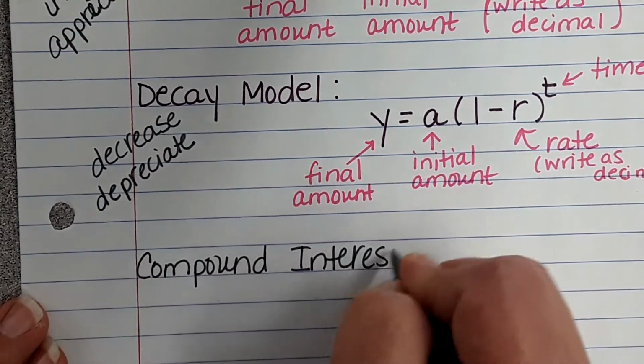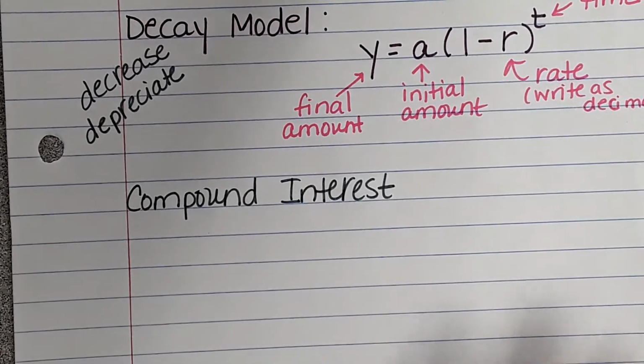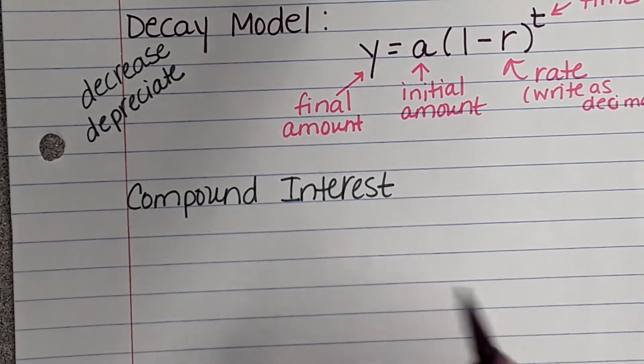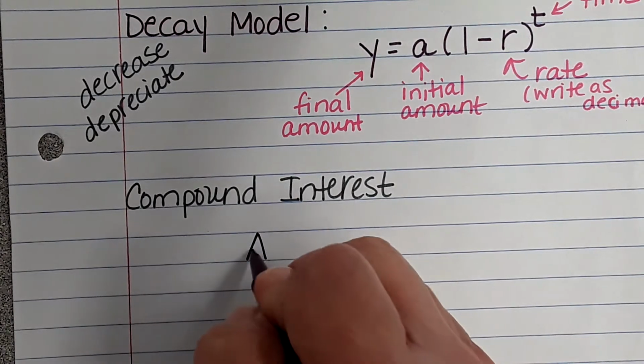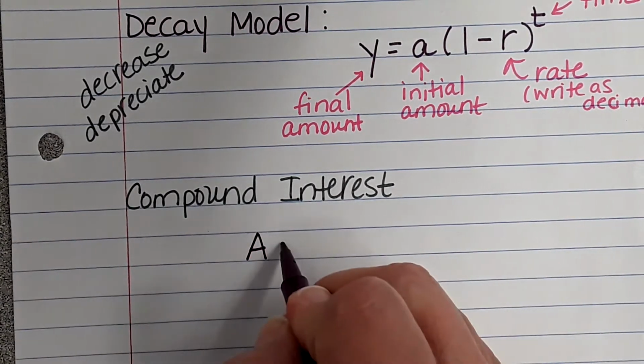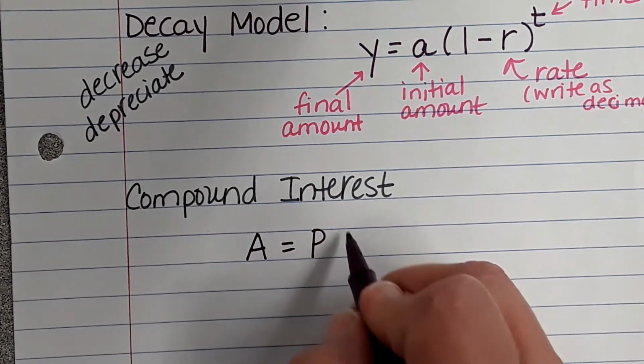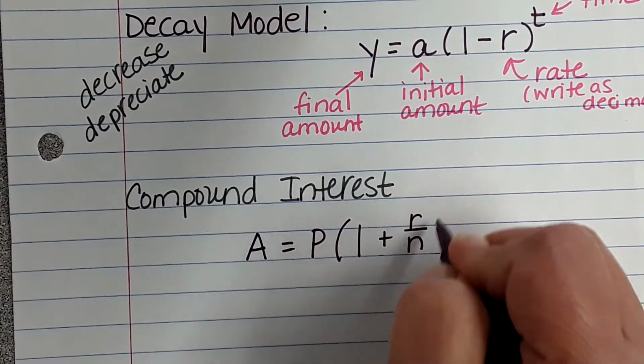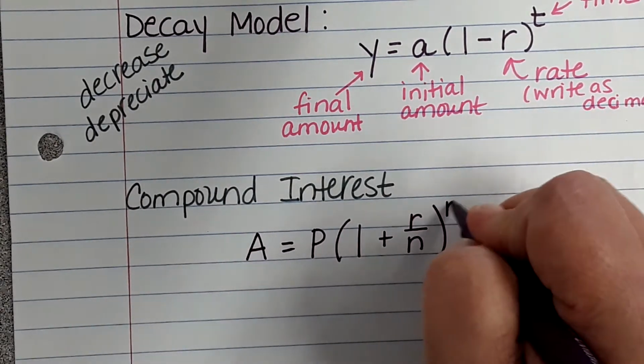Now, with the compound interest equation, how do you know if you're going to use it? The problem is going to say compounded quarterly, or interest is compounded monthly, or interest is compounded yearly. That's how you're going to know, because they actually are going to use these words for the compounded one, okay? So the formula is capital A this time equals capital P times (1 plus r over n) to the n times t.